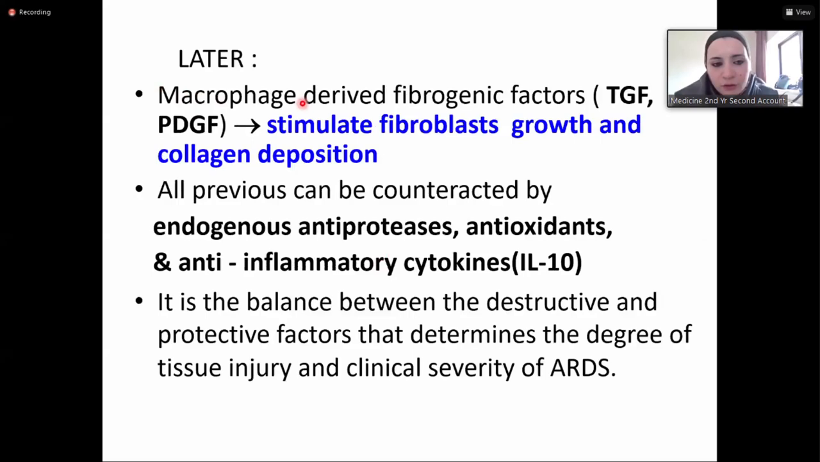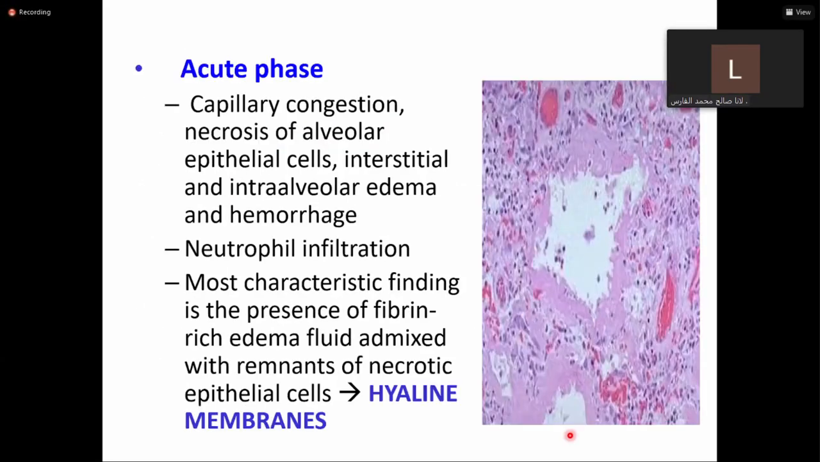In late stages, macrophages release transforming growth factor and platelet-derived growth factor, which stimulate the fibroblast growth and lead to fibrosis. All of the previous can be counteracted by endogenous antiproteases, antioxidants, and anti-inflammatory cytokines. The balance between the two determines the outcome of the patient. If the anti-inflammatory factors stop this cascade of damage, the patient can return to normal function. Doctor, the PD growth factor, what is PD? Platelet-derived growth factor.